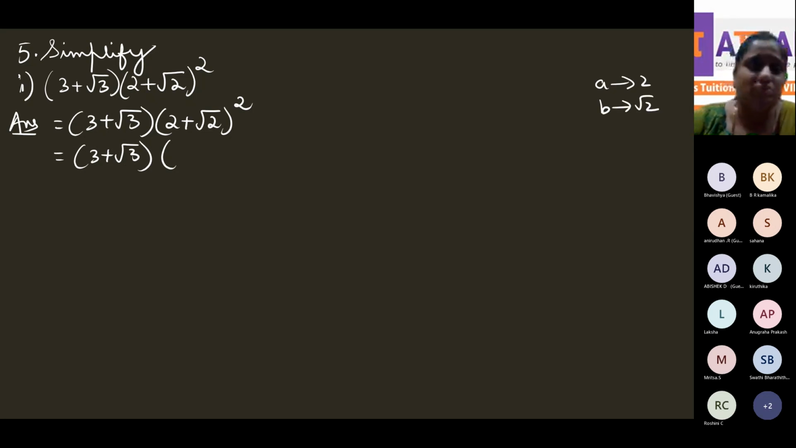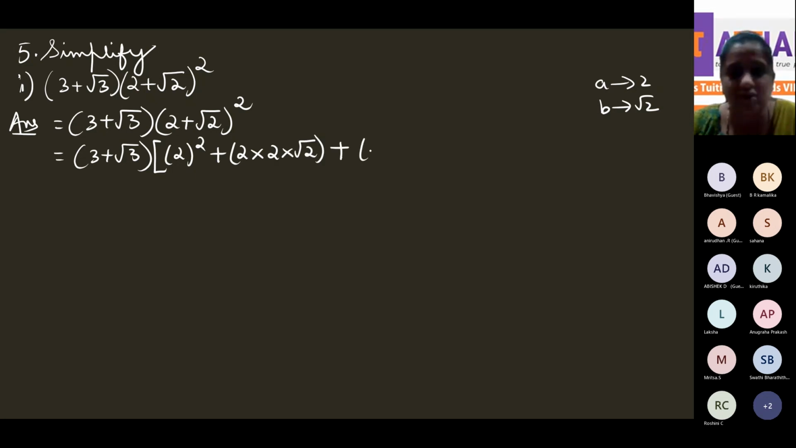So what is a plus b the whole square? A square, that is 2 square, 4. Or if you want to write all of them, you will have to open a square bracket. See here, a square, 2 square, plus 2 into a into b, 2 into 2 into root 2, plus b square, plus root 2 the whole square. Now don't put the square again. We've applied the formula. A plus b the whole square is a square plus 2ab plus b square.